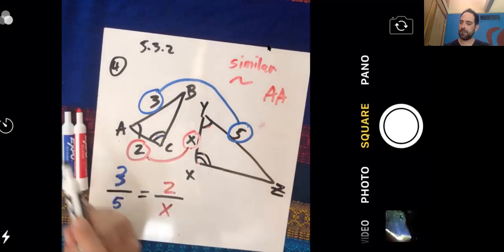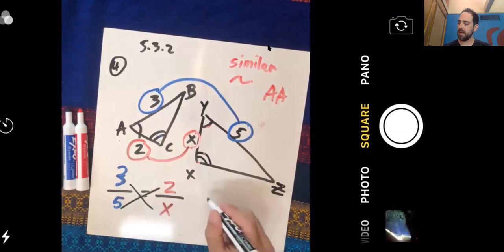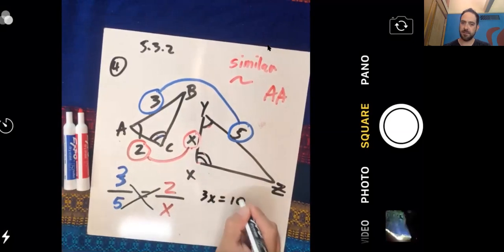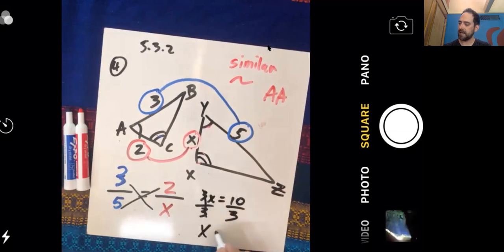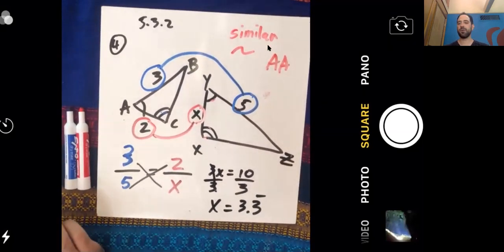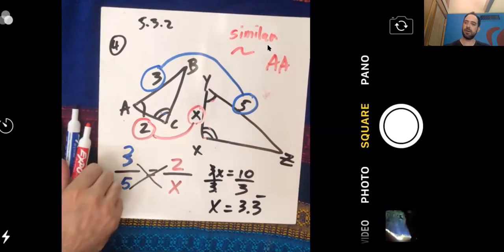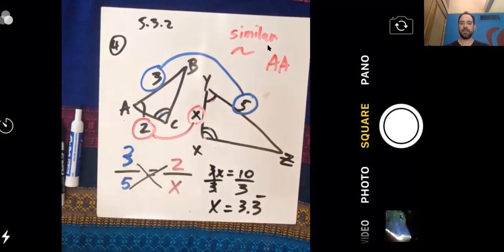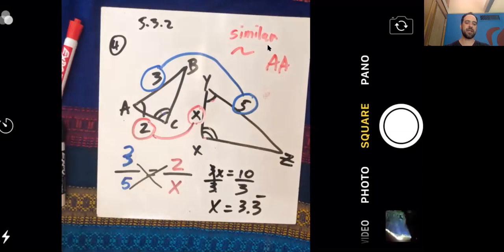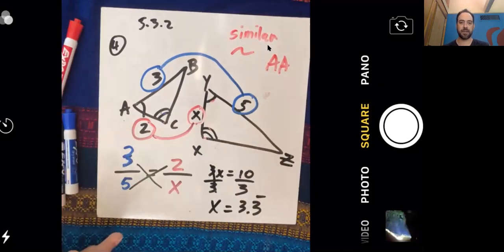So now we have 3/5 is equal to 2/x. Cross multiply, 3x is equal to 10, divide by 3, and we get this x side is 3.3 repeating. That is how we're going to approach any kind of triangle that we can distinguish as similar. If we can distinguish it as similar triangles, then the sides correspond. That's the main thing, the sides correspond.